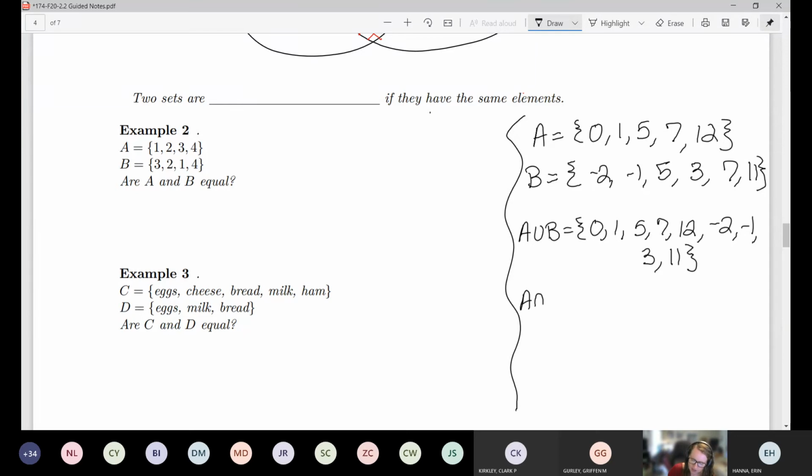And if I wanted the intersection of the two, what do they have in common? The only 2 elements they have in common are the 5 and the 7. So their intersection would be 5 and 7.